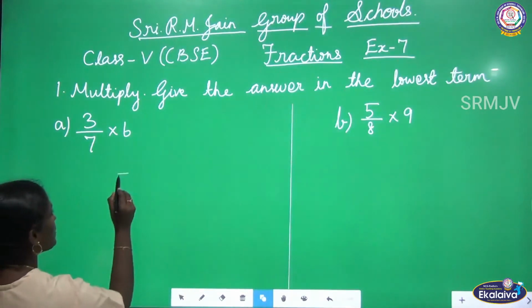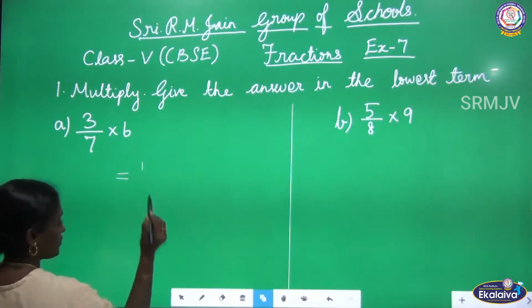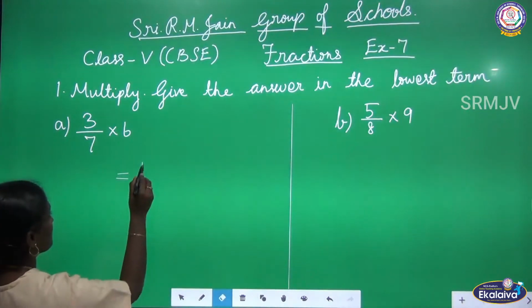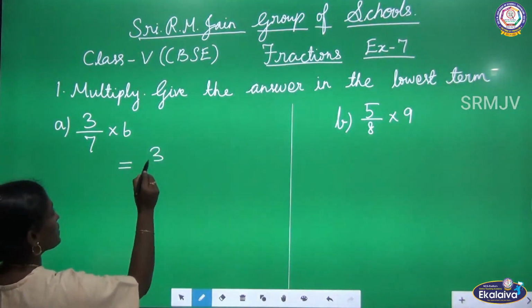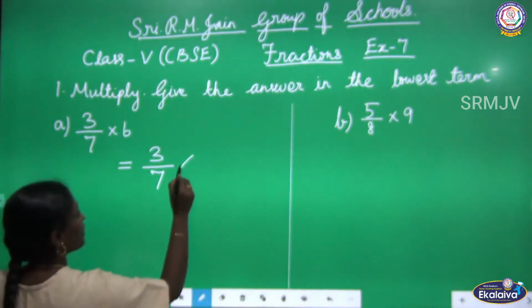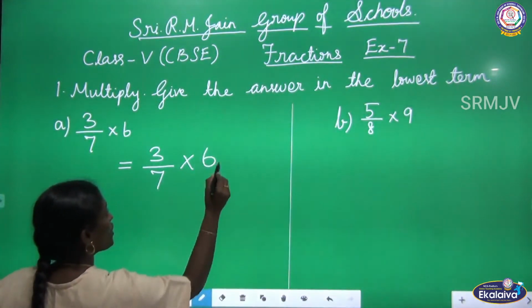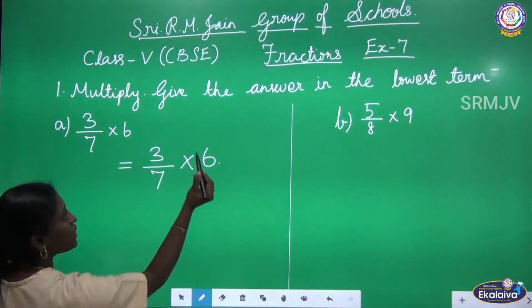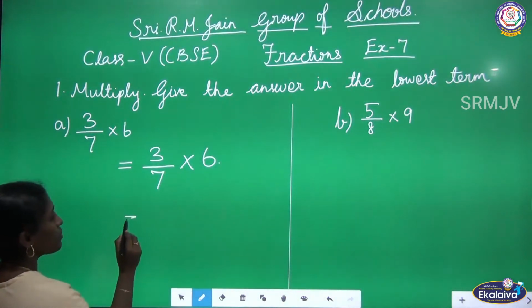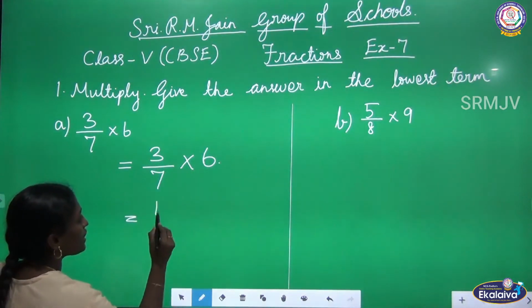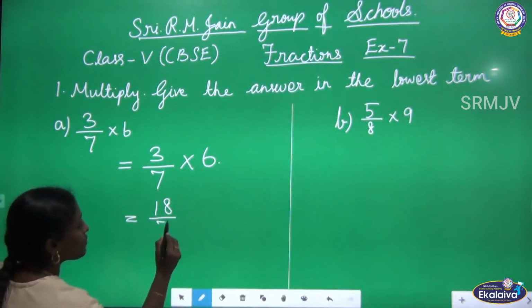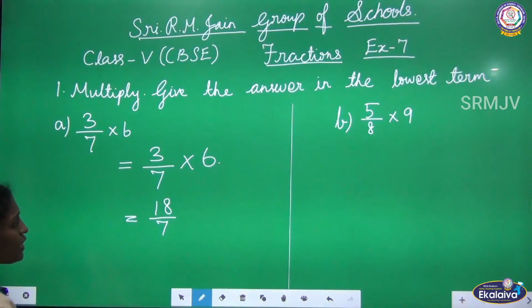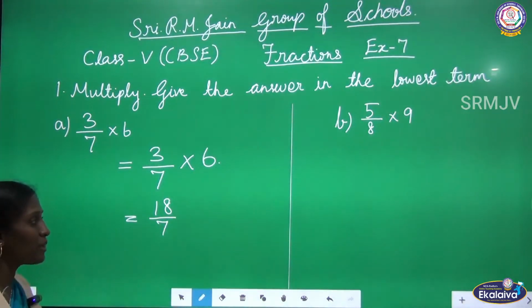Okay. The first fraction is 3 by 7, then the second, whole number, is 6. We have to multiply the numerator and the whole number. So 3 sixes are 18. Then in the denominator the same number 7. Here see the fraction 18 by 7.